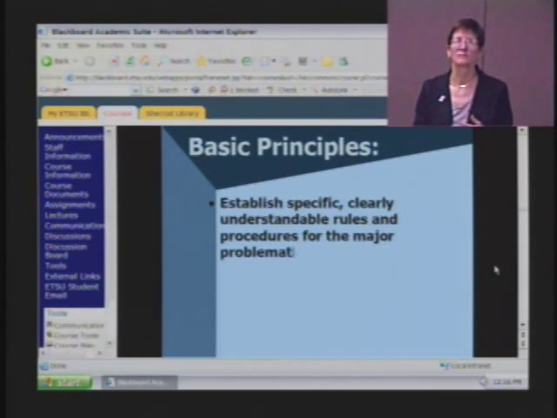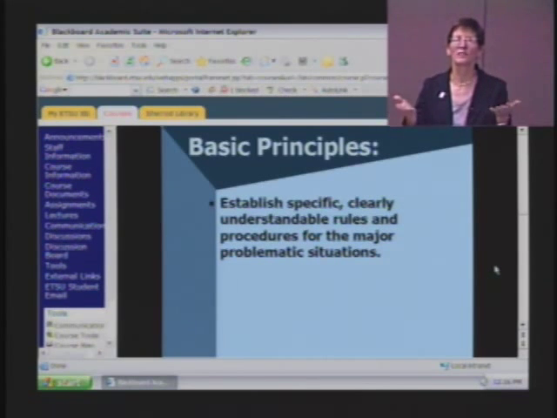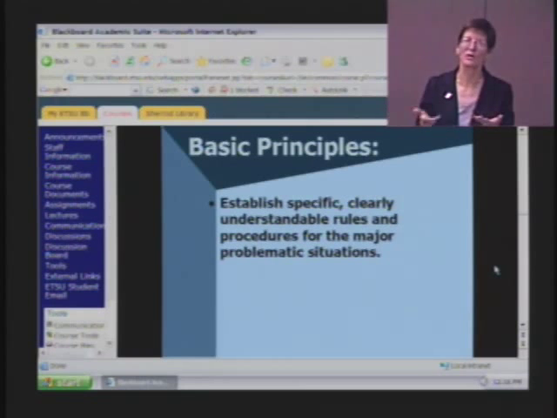Establish specific, clearly understandable rules and procedures for the major problematic situations. Well, now I'm hoping you're understanding that that theme has run all the way through our course. You establish specific, clearly understandable rules. The student knows, the child knows, the teacher knows, the parent knows, all the adults know. Everybody knows the rules and the procedures for the major problematic situations. And we've done some talking about what those situations are in the classroom.